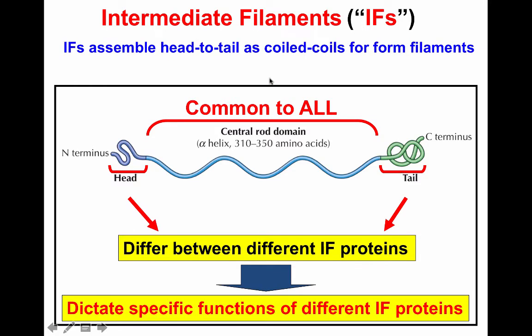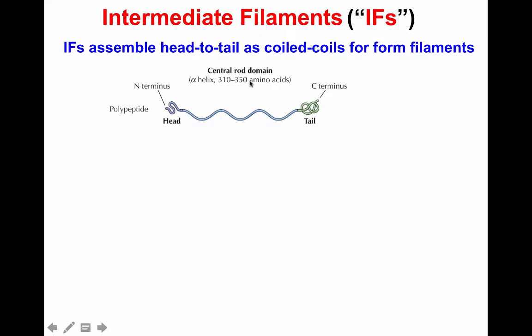To start thinking about how these things assemble to form filamentous structures, we can say that they will assemble head to tail in coiled coils to form the filaments. So to try and illustrate what I mean by this, I'm going to use this image from your textbook. This is just showing you what we just looked at, just a smaller view, and we're going to show how these things come together to form long filaments.